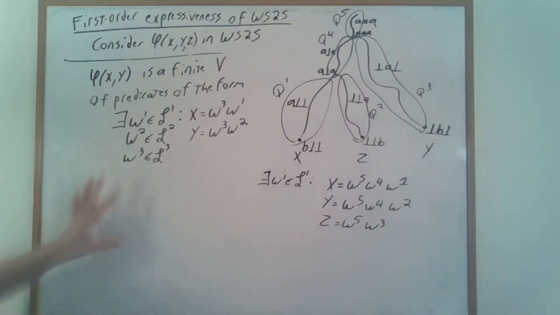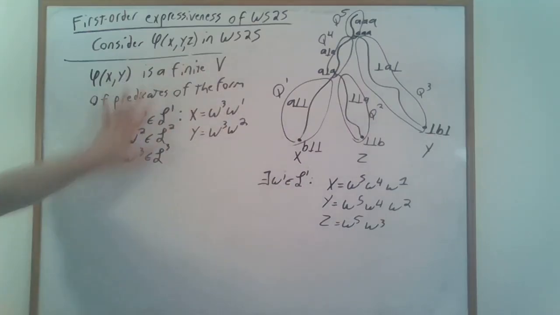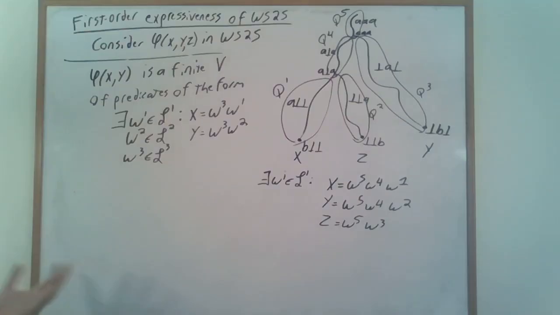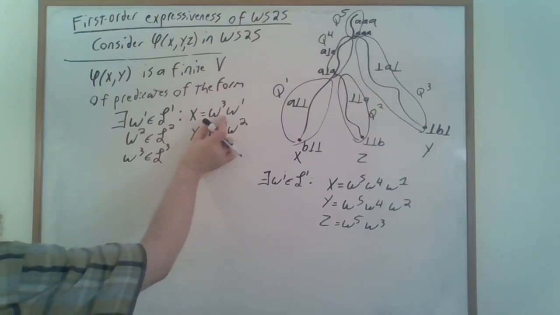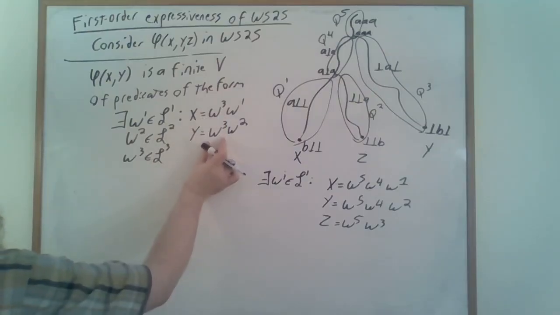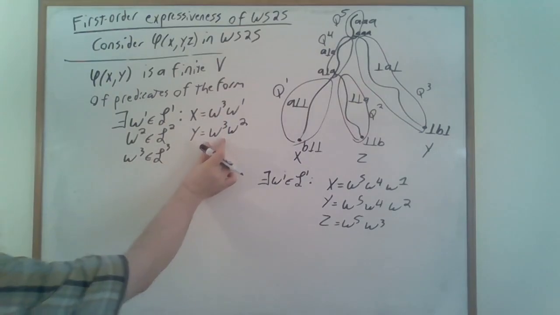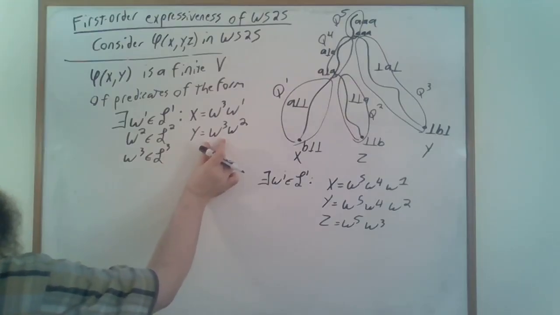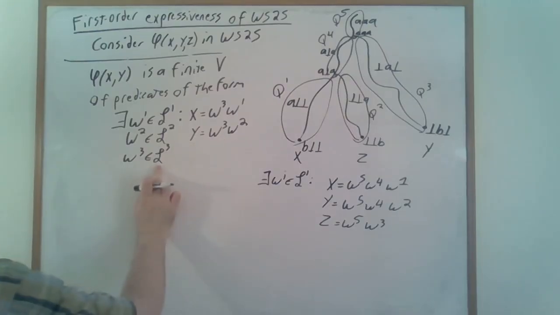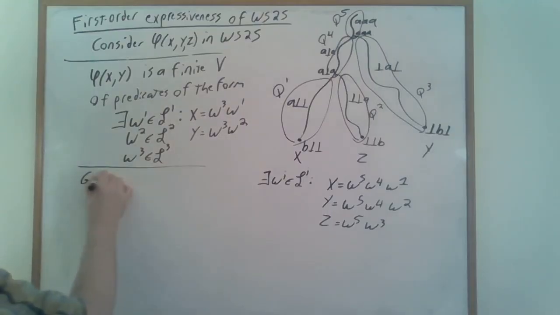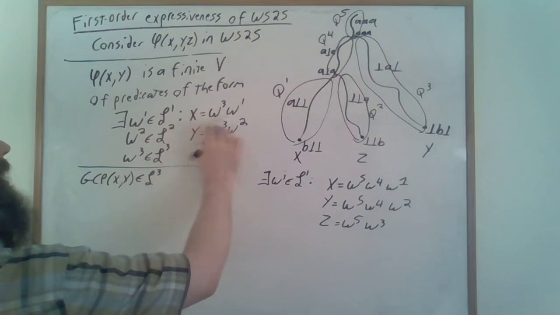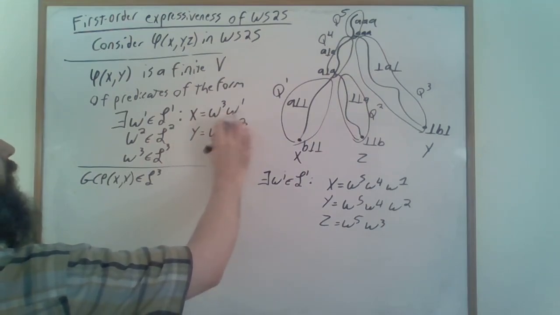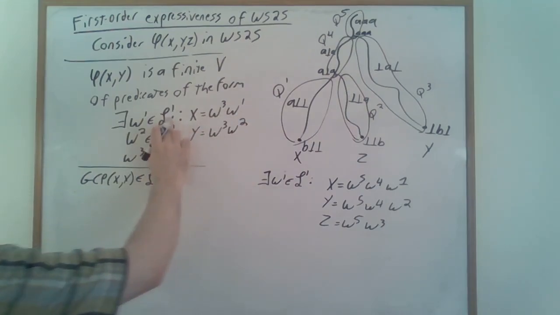Another way we could look at these breakdowns of our predicates is something like this. What we're saying here is that the greatest common prefix of x and y falls into some regular language L3. And the remainder, x minus the common prefix, so our W1, is going to fall into another regular language.